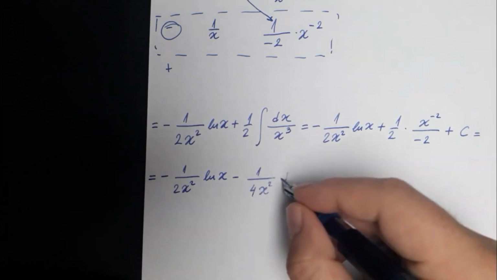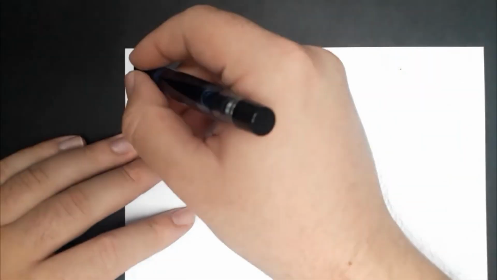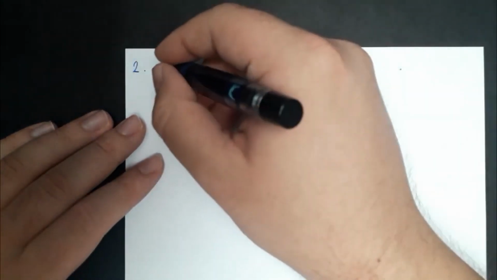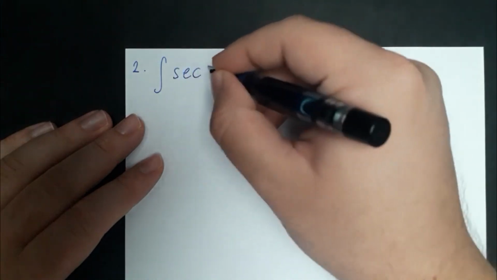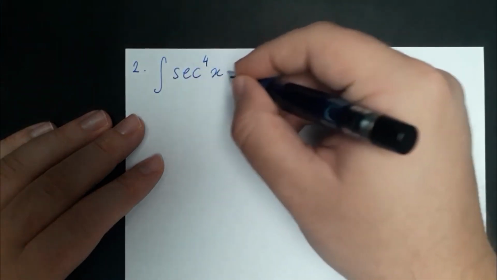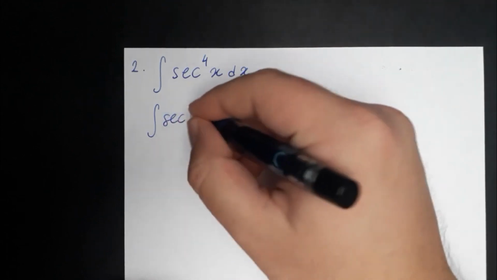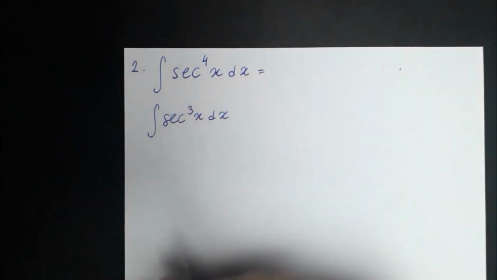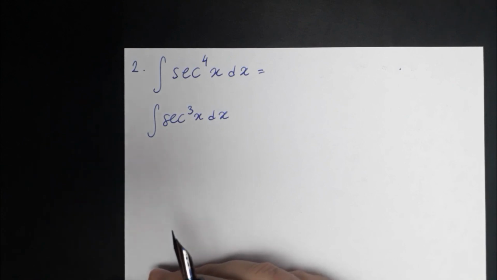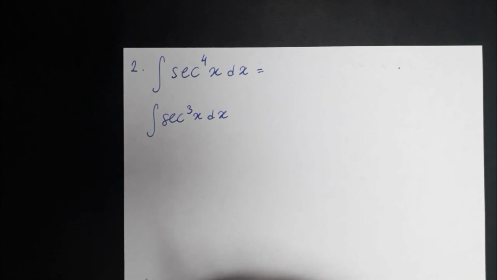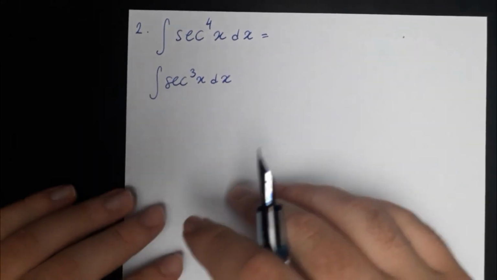The second integral which we are going to solve is an integral of secant to the 4th power of x dx. Now, if you have an integral of secant to the 3rd power of x dx, you should do that by integration by parts. In this case, when we have secant to the 4th power, it is much easier. We are going to use some trigonometrical identities.